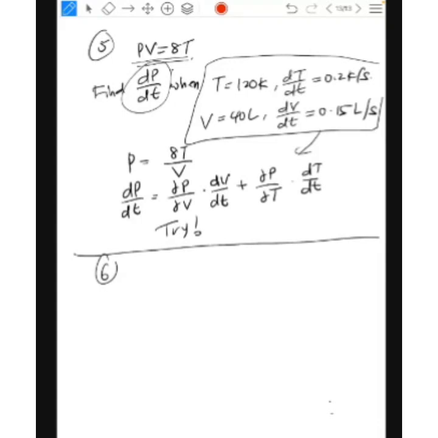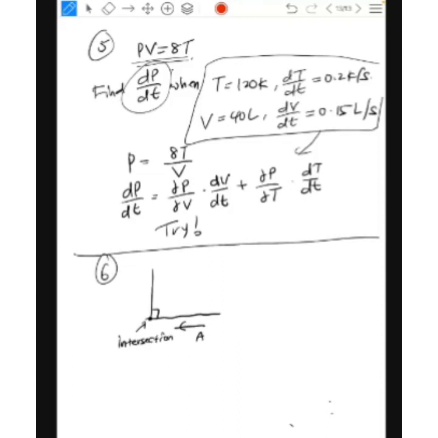Question number 6: two straight roads intersect at right angles. So right angles means 90 degrees. This is the first road, this is the second road. Lorry A, moving on one of the roads, approaches the intersection at 50 miles per hour. Let's say this is lorry A. The intersection is here.